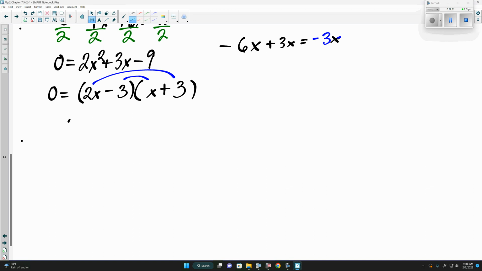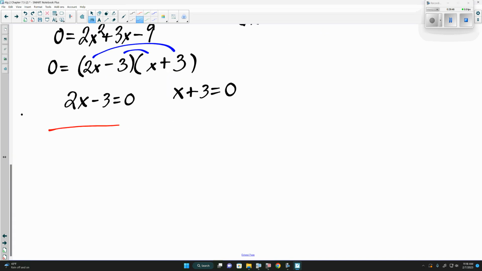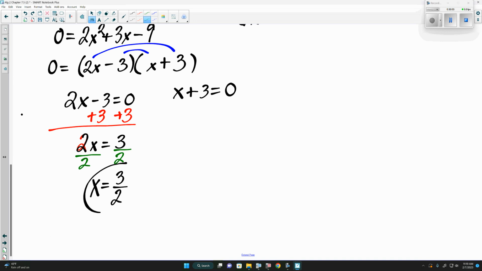Since we do have two things multiplied together to equal 0, one of them must be 0. Either 2x minus 3 is 0, or x plus 3 is 0. For the 2x minus 3, first thing we can do is add 3 to both sides, telling us that 2x is equal to 3. From here, we can divide both sides by 2, telling us x is 3/2. There's one of our solutions.